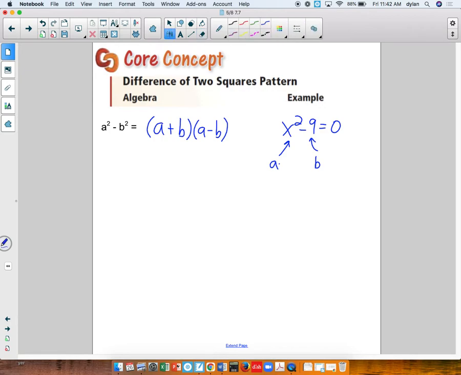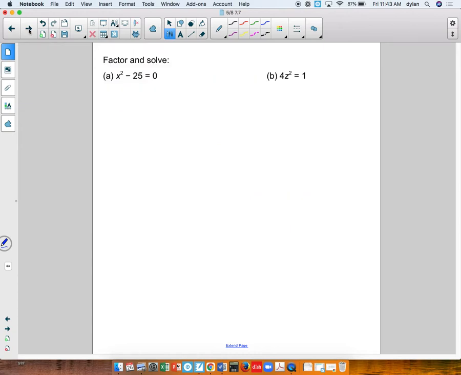Our a term would be x, our b term would be 3, because 3 squared is 9. And so if we factor it, a plus b would be x plus 3, and a minus b would be x minus 3. And then we'd be able to use our zero product property in order to solve to get our solutions of -3 and +3 for x. So we're going to look at how we can use this to factor and solve a couple examples here.